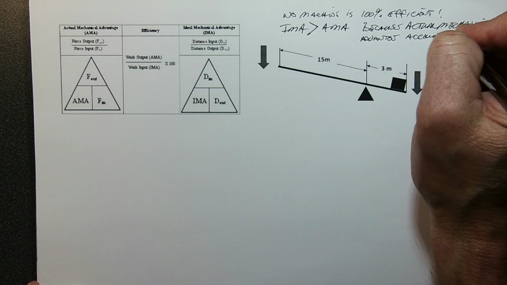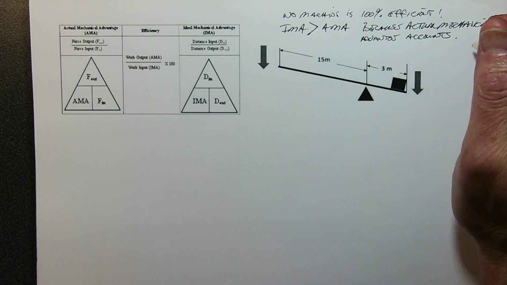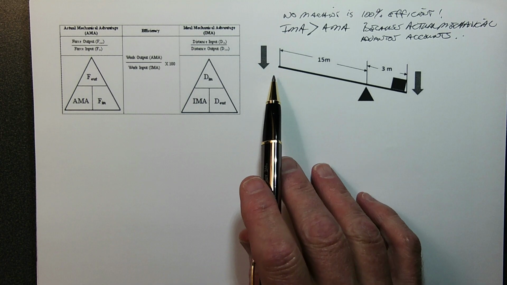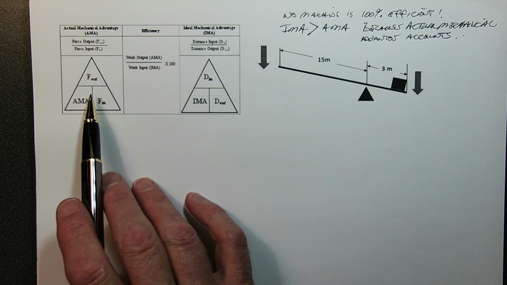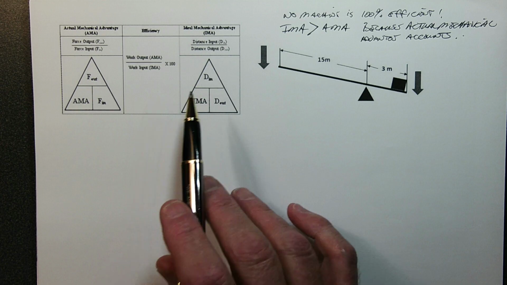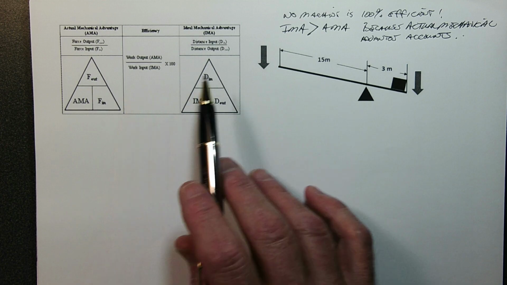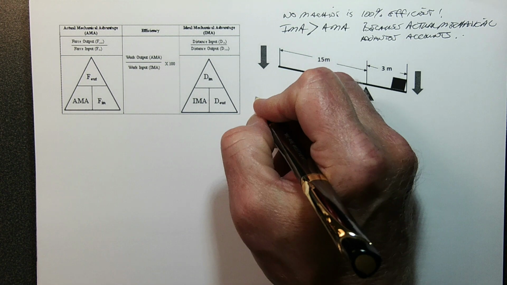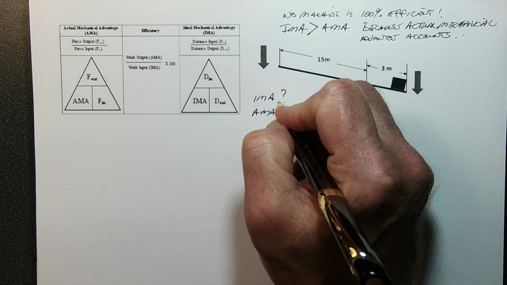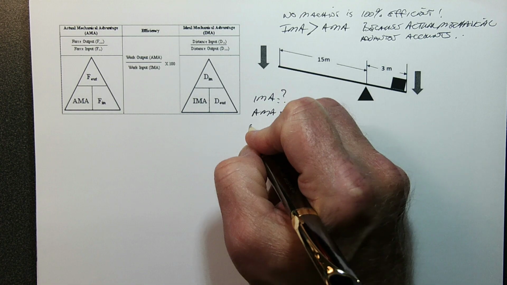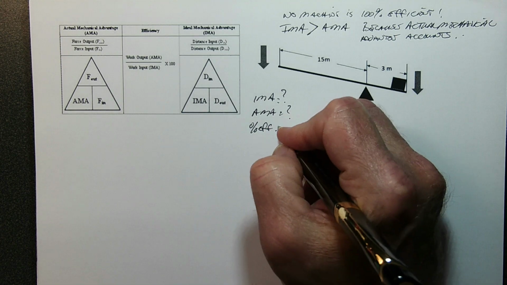So when we look at this simple lever here, we're only going to be focusing on a few little things in this question, and we're going to move to a bigger question later. But in this example, I want to find my IMA, my AMA, and my percent efficiency, which we're going to be told in a sec. So let's start this off.